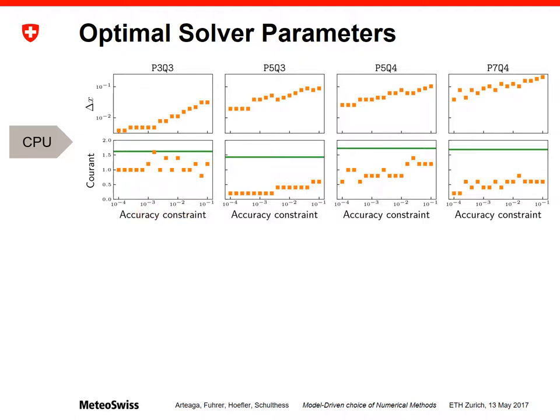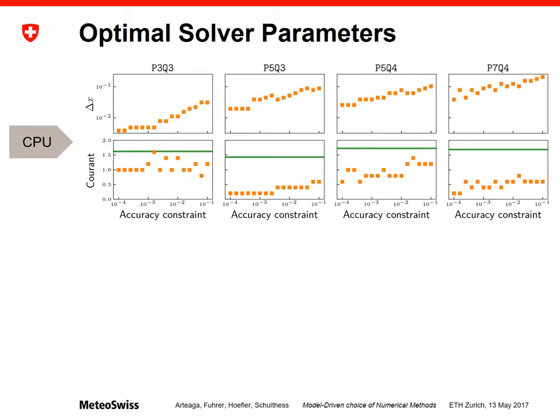For instance, if you want to use the P5Q3 solver and your maximum allowable error is in the order of 10 to the minus 3, this plot will tell you that you should use this Courant number of approximately 0.2 and this grid spacing of approximately 7·10 to the minus 2. These orange squares represent the actual best configuration for each solver as derived using experiments. We ran many experiments in order to derive the best configuration for each solver, and we represent this configuration using the orange squares. The thick green line on each plot shows the maximum Courant number due to stability.